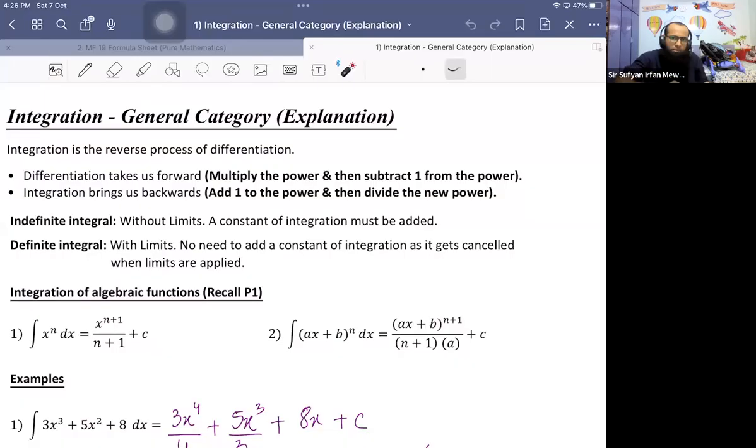All right, let's begin with the class. Inshallah, we are going to understand integration general category today.